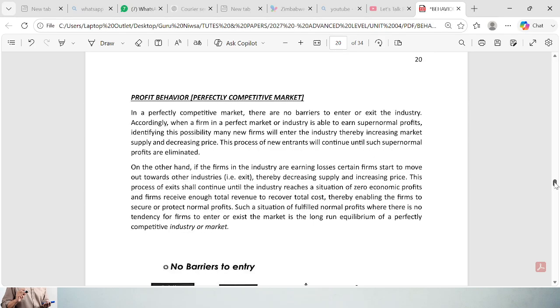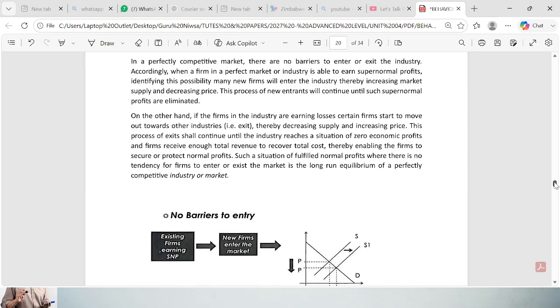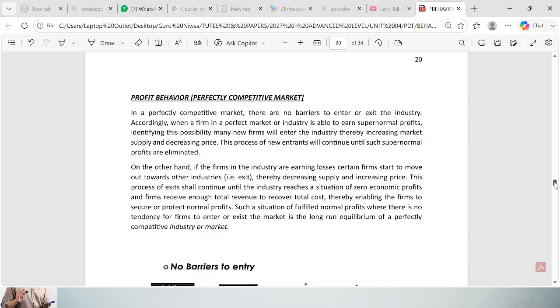Right. So this is page number 20. This is a really important part. I've seen so many past paper questions. Page number 20. Profit behavior of a perfectly competitive market. So here we are talking about the long run production process, or long run equilibrium. Read very carefully. In a perfectly competitive market, there are no barriers to enter or exit the industry.